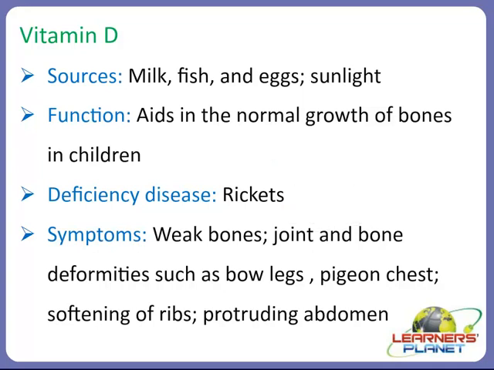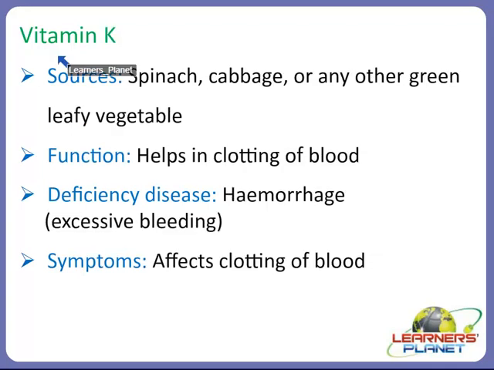Let's move on to the next important vitamin, students. Yes, vitamin K. The sources of vitamin K are spinach, cabbage, or any other green leafy vegetables. So you can think that green leafy vegetables are very important for our diet, right? The function of vitamin K is that it helps in clotting of blood. If we are suffering from any severe injury or wound, it will stop the flow of blood very quickly if vitamin K is present in our body.